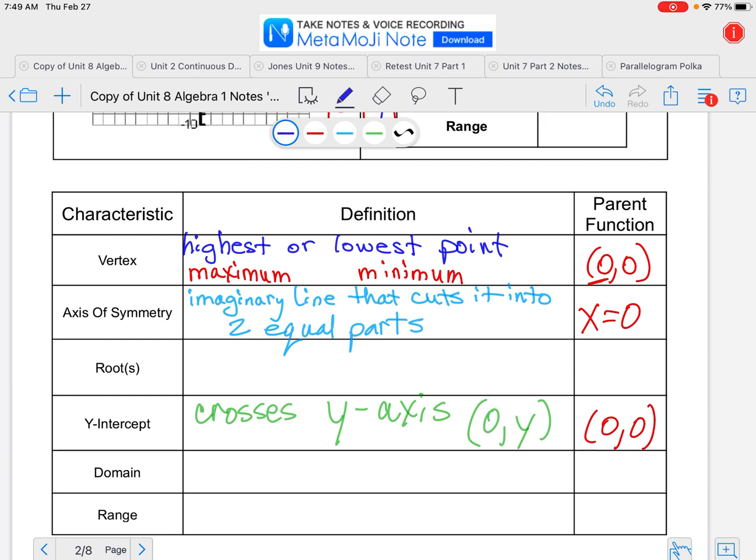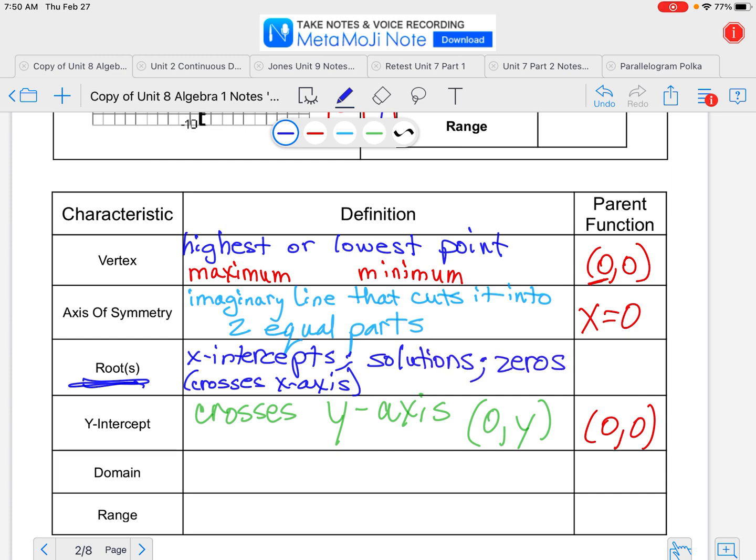The other really important feature besides the vertex of parabolas is their roots. What you need to learn about roots is we call them four different things. They're the x-intercepts, which is where the parabola crosses the x-axis. But the x-intercepts on quadratics are called roots, solutions, and zeros. When I ask you for the roots or the solutions or the zeros, those all mean x-intercepts. You can have 1 or 2 or none.